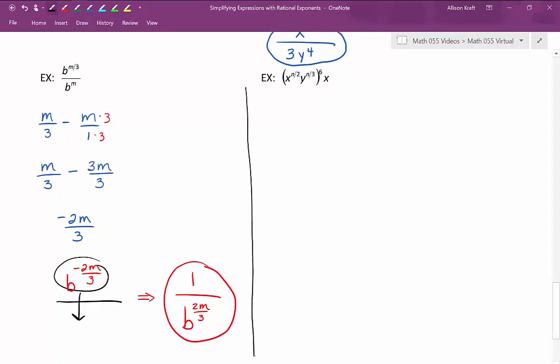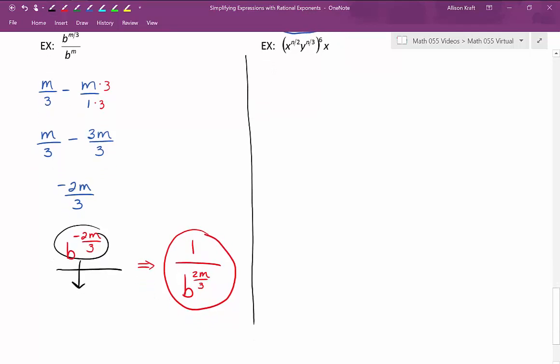Next, we have x to the n over 2, y to the n over 3 raised to the 6th power times x. So I want to start by applying my outer exponent to everything inside my parentheses. This is going to be x to the n over 2 raised to the 6th, y to the n over 3 raised to the 6th, and then we just have that x hanging out on the side, multiplying. We have a power raised to a power 2 times there, so we want to multiply those exponents together.